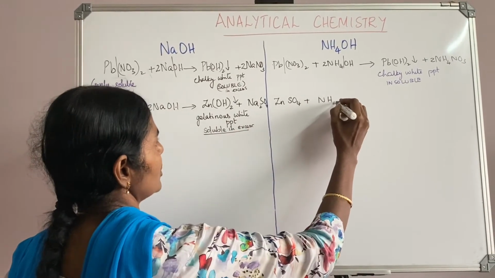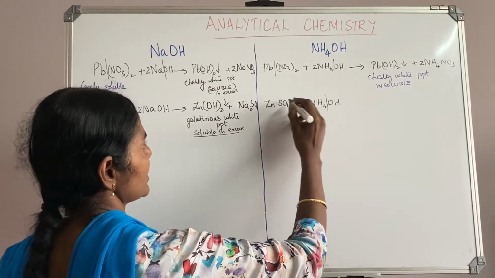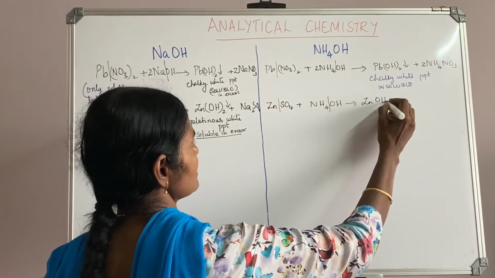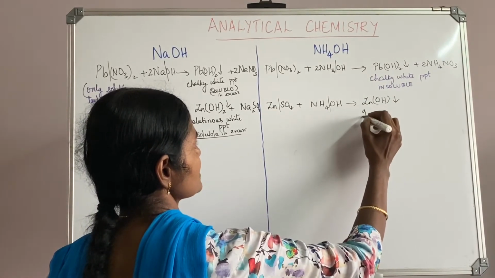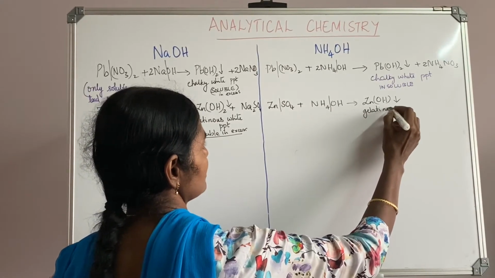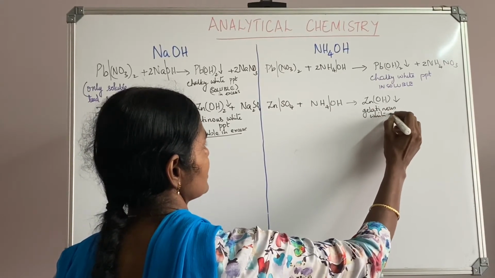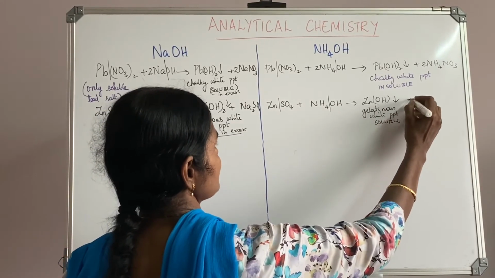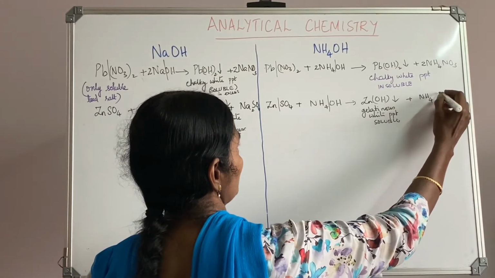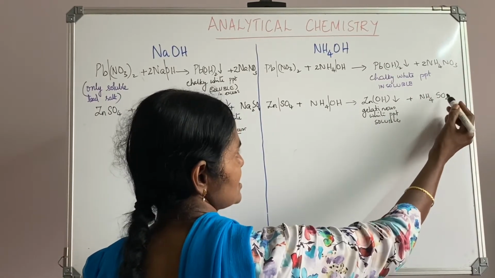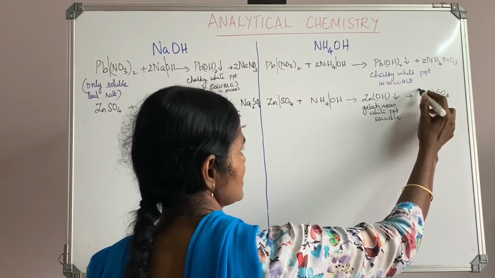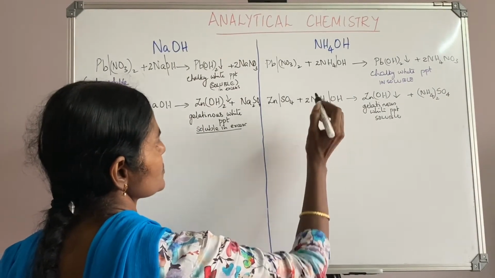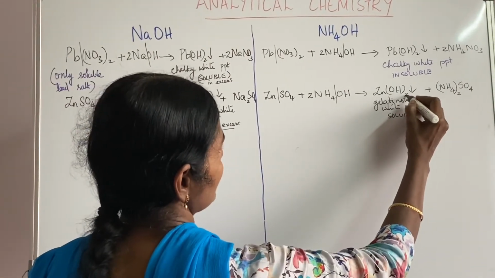Now when you come to ammonium hydroxide, again it breaks down like this to give you zinc hydroxide, which is again a gelatinous white precipitate, and this also is soluble in excess, plus what is left out is ammonium sulphate. This is divalent and this is monovalent, therefore the formula becomes (NH4)2SO4, so 2 here and zinc hydroxide is 2.